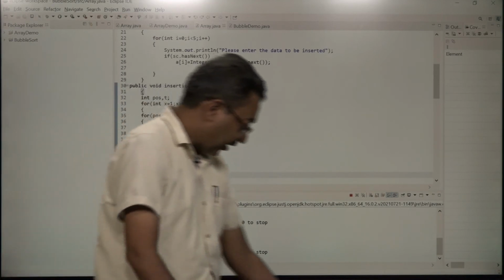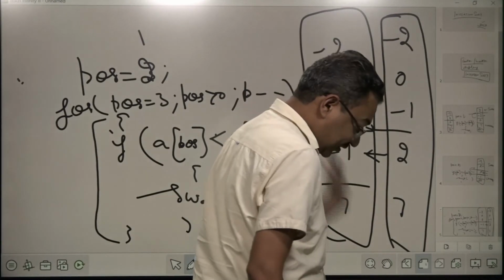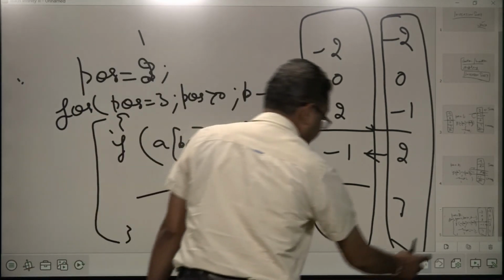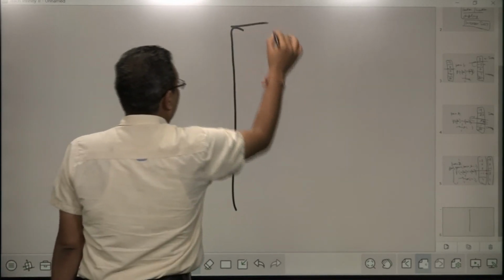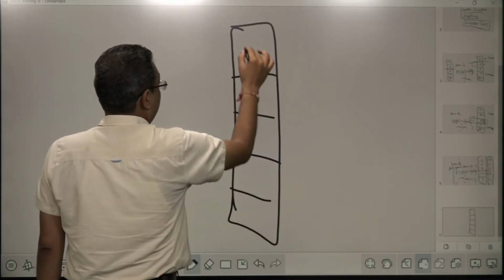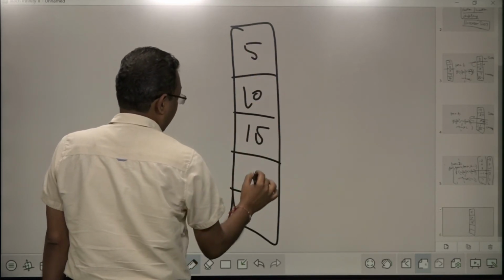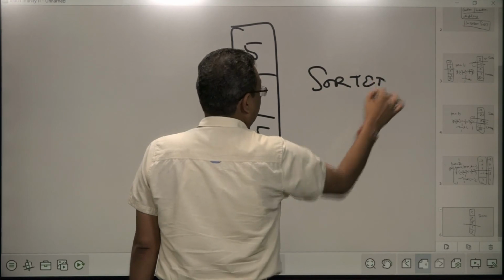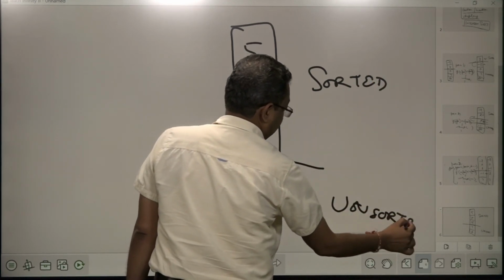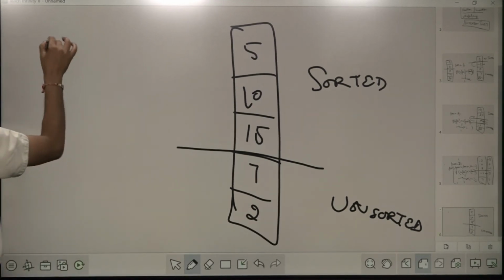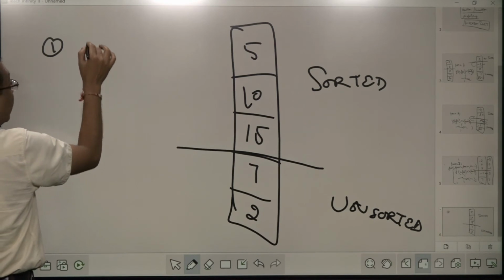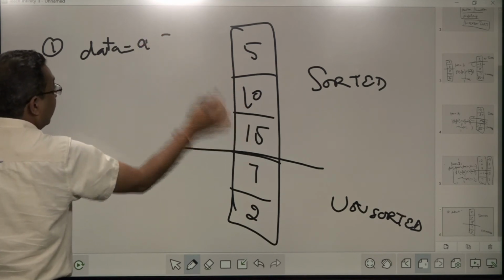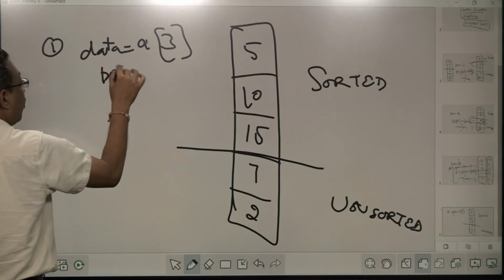The other way is, okay, let me go for its example. Let's go for its understanding, and I will expect you to write its program. And for this, I will go for the example of this. I am assuming this is a sorted list and this is the unsorted. Very first step is to take the element from the unsorted list. And how to get it? Let's say data is equal to A[0], 1, 2, 3, or pos is equal to 3.